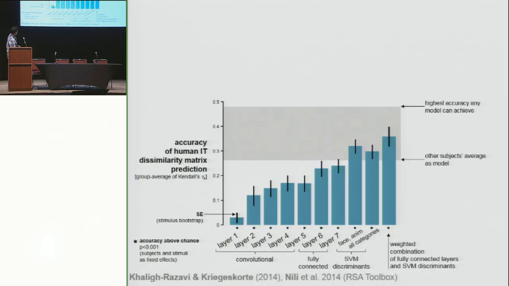Now, it's nice to know that representations in computational models explain significant variance. It's even better to see that they perform about as well as any model can perform given the noise in the data. But it's also important to ask whether these different model representations are significantly different. And a simple way to assess that is by bootstrap resampling the stimulus set.